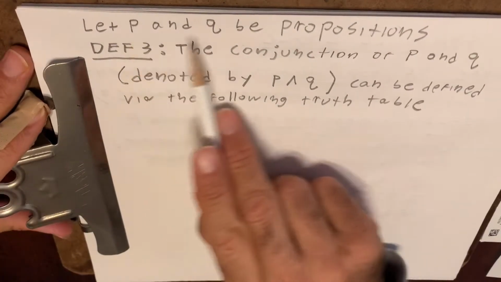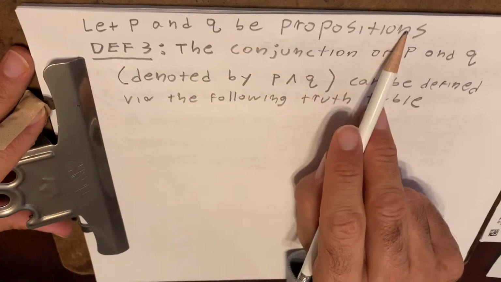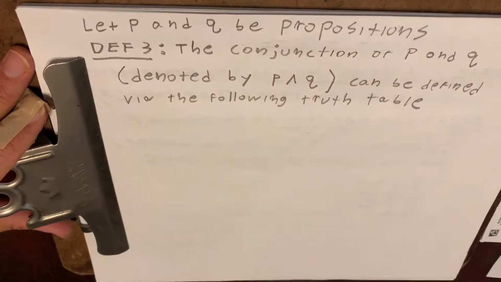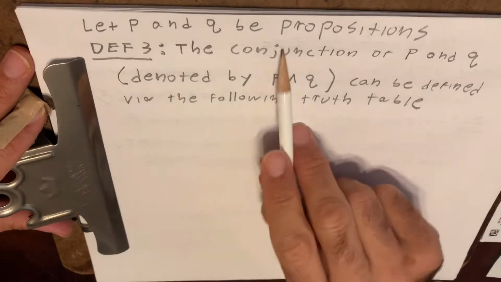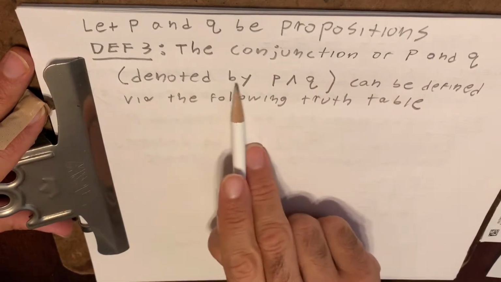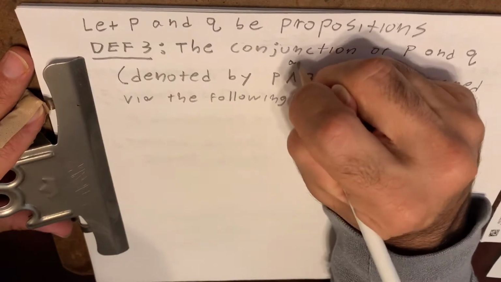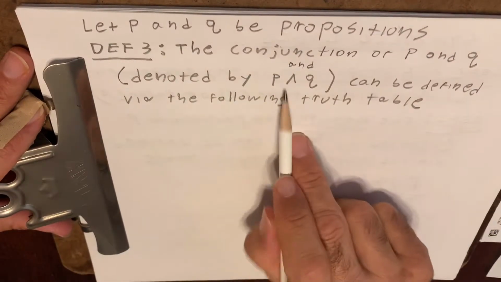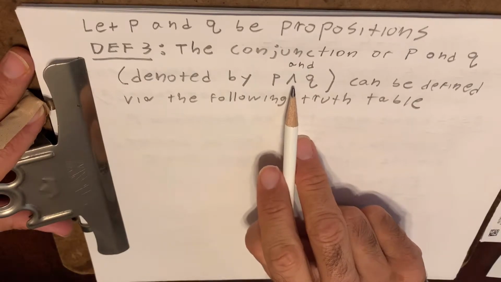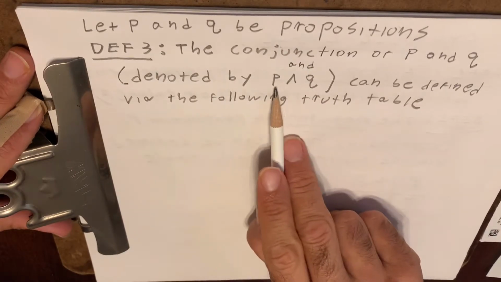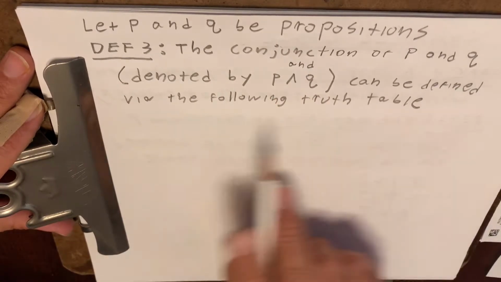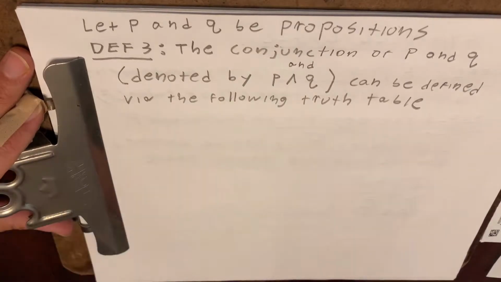Let P and Q be propositions. Definition 3. The conjunction of P and Q, denoted by P ∧ Q, which looks like an upside down V but is read "and", can be defined via the following truth table.